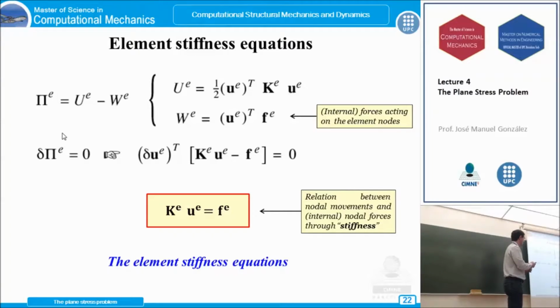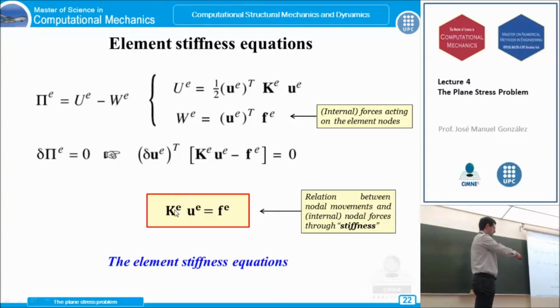We have an internal energy, we have an external work, we have a variation of this total potential energy, and we have to calculate this variation. Look at this, this 1/2 disappears because we have calculated the variation of the total potential energy. That leads us to this expression here. This is for an arbitrary variation of the displacement nodal values. So if we want this to be 0, we must ensure that this term inside the brackets is 0.